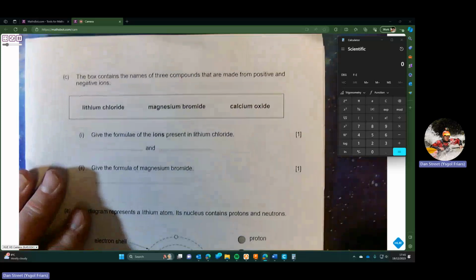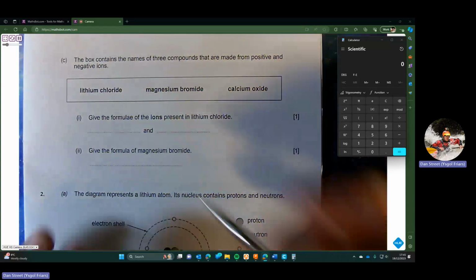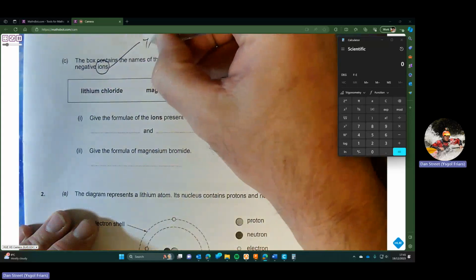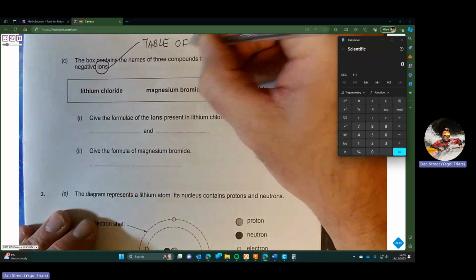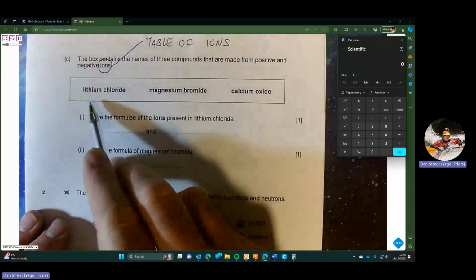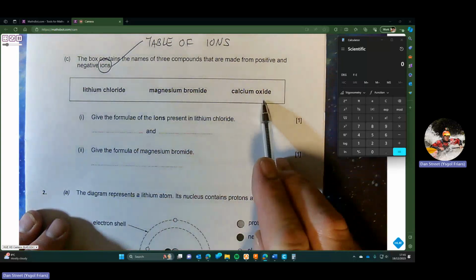Moving on to part C. The box contains the name of 3 compounds that are made from positive and negative ions. So we see the word ions here, and we're immediately thinking table of ions. So in the back of your exam paper, there will be a table of ions. You need to bear that in mind. And we've got lithium chloride, magnesium bromide, and calcium oxide.